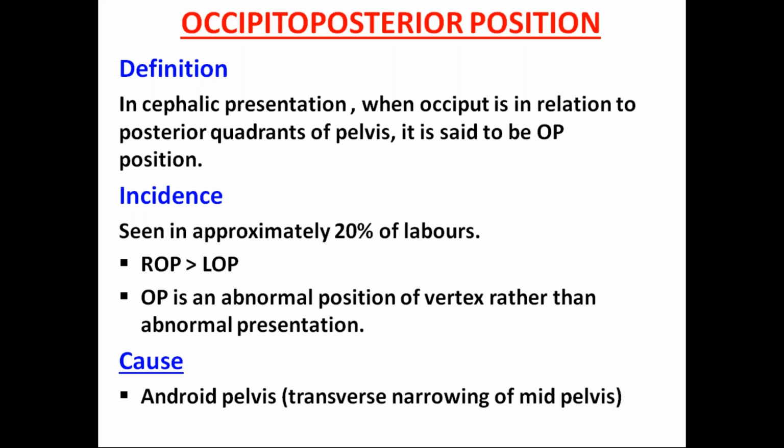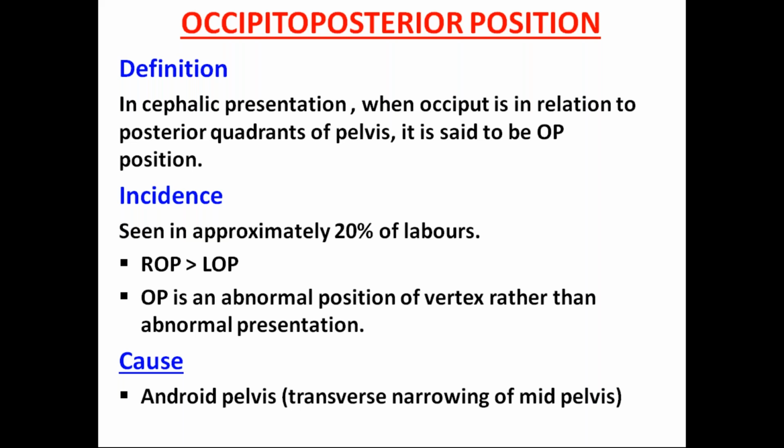So for vertex presentations, we have taken occiput as a denominator. For face, we have taken mentum as a denominator. For a brow, we have taken frontal bone as the denominator. Likewise, for breech, we have taken sacrum. For shoulder, we have taken the acromion, right?